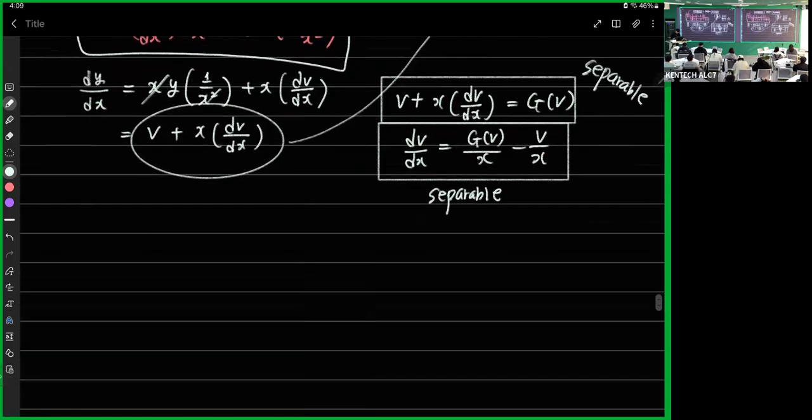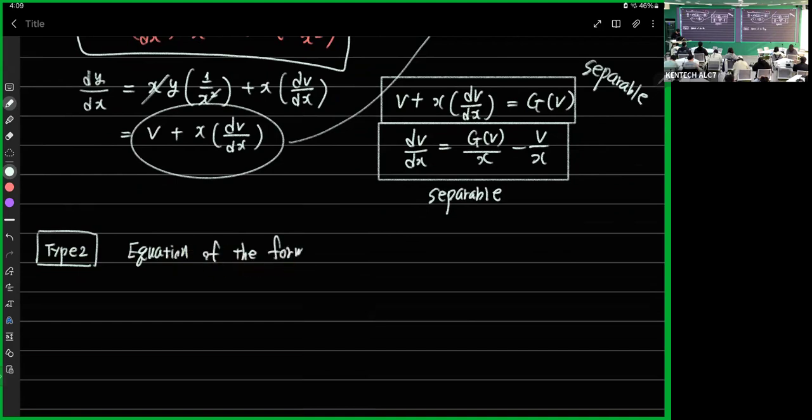Then the second type, type 2, is the equation of the form dy/dx equals g of ax plus by. Okay, here's the strategy.